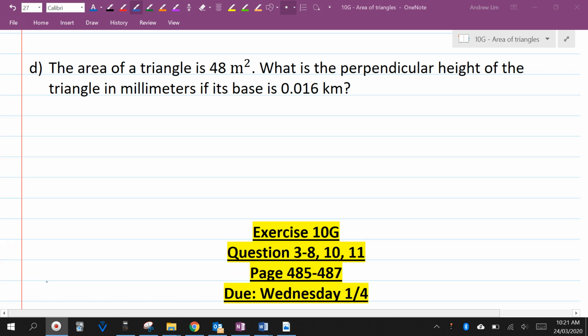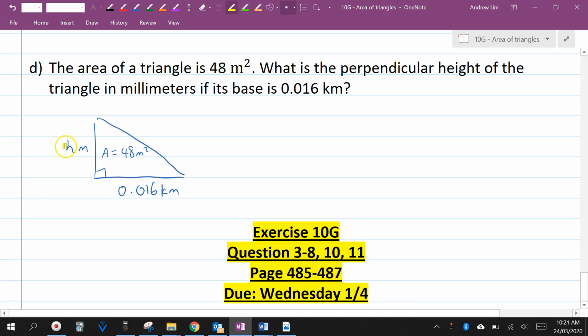Okay, so here I'm going to draw my triangle. We know that the area is 48 square meters, and we want to know what the height is. I'm going to call that H, and the base is 0.016 kilometers. Okay, so that means because the area is in square meters, I need to work out what each of these are in meters, what the height is in meters, what the base is in meters.